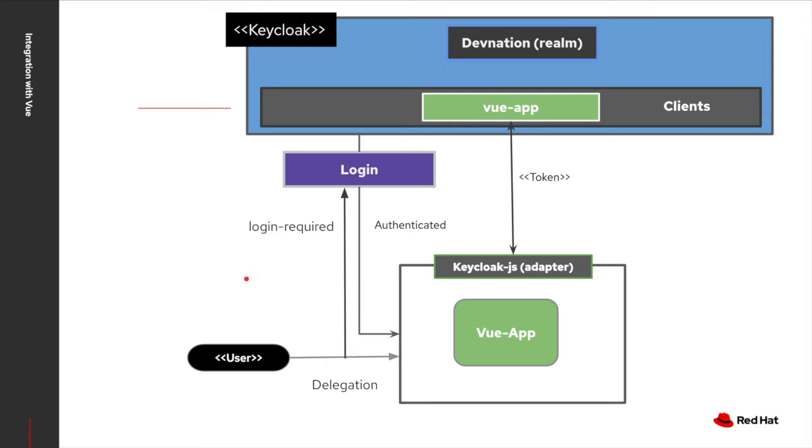When a user wants to access your Vue application, your application will redirect or delegate authentication to the Keycloak server. You will see a Keycloak authentication page where the user enters his credentials. Once the user enters his credentials, he gets redirected to the Vue application, where he can access the secured resources. This is the very simple flow, and later on, once this process is done, your Keycloak adapter is responsible for communicating with the Keycloak server to exchange the token. We'll see how that happens.